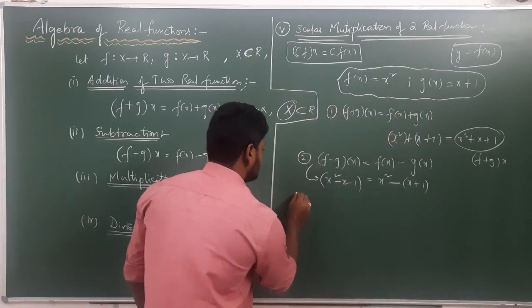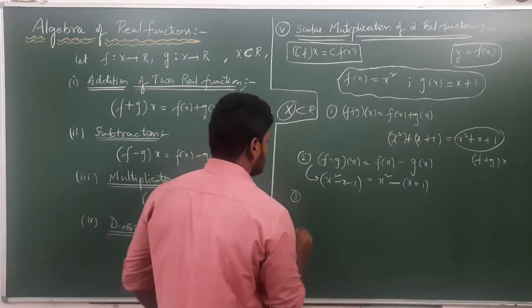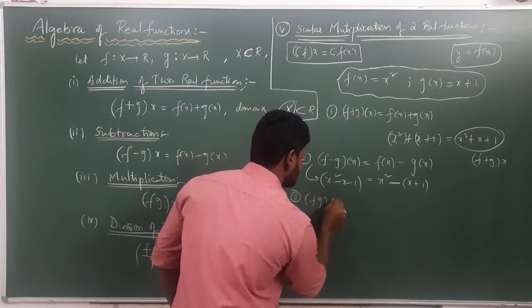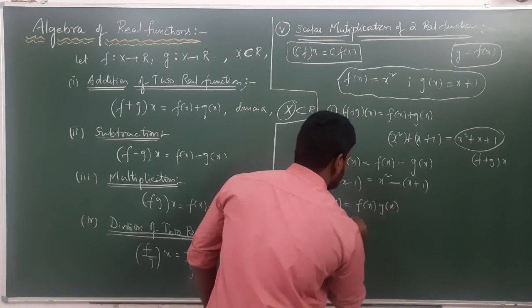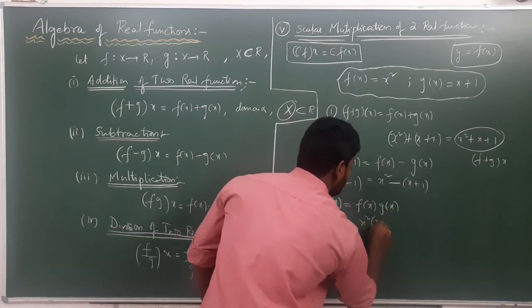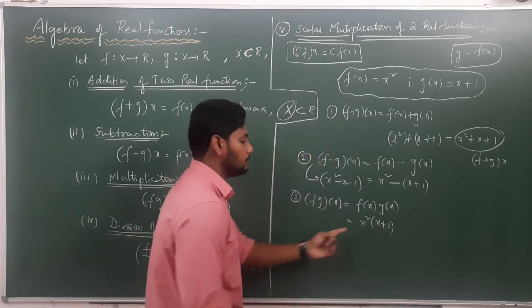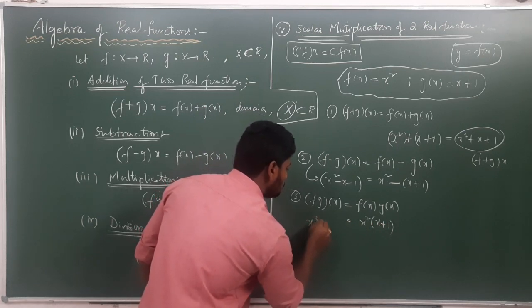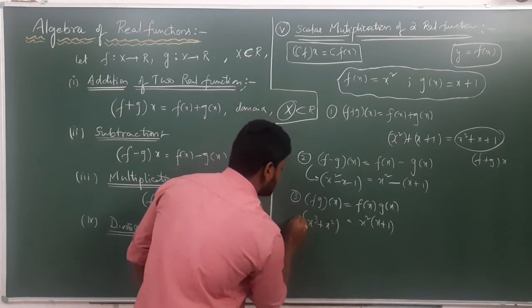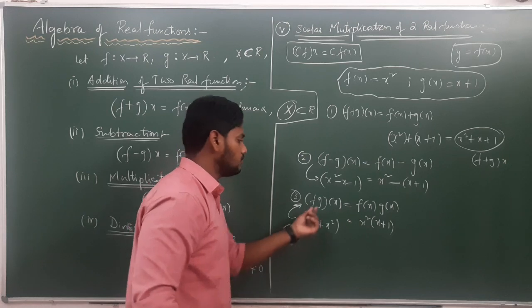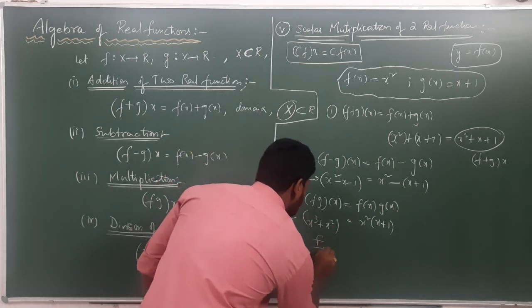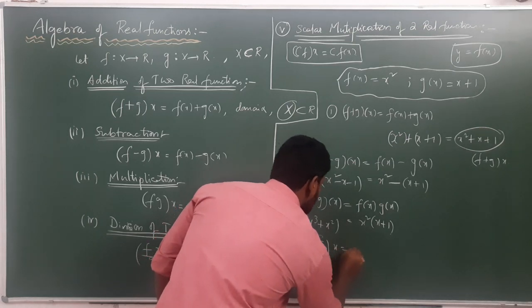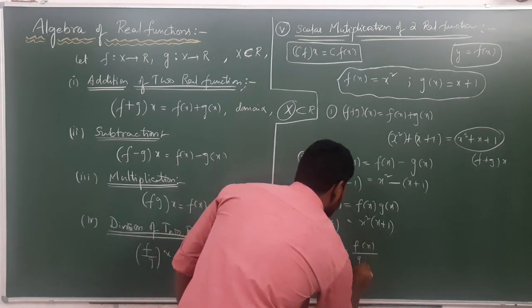Right. Next, third one, multiplication. fg of x, which is equal to f of x into g of x. So what is f of x? x square into x plus 1. If you multiply those, it will become x cube plus x square, which is nothing but f into g of x.